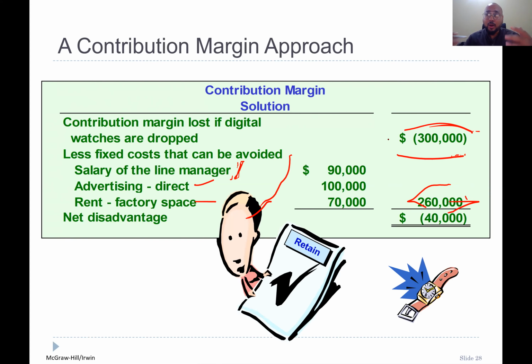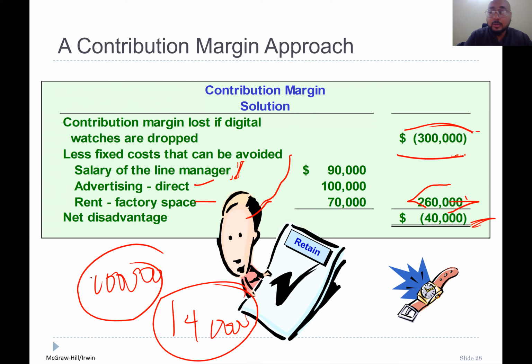So if you drop this one, total company overall profitability will decrease by $40,000. If you keep it, your loss is $100,000, right? But if you drop it, your total loss is going to be $140,000. So what's your suggestion? It's better to have less loss. $100,000 is okay, we agree. If we drop it, we have to pay $40,000 more. The loss is going to increase.